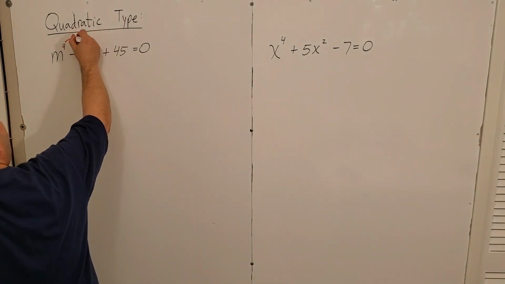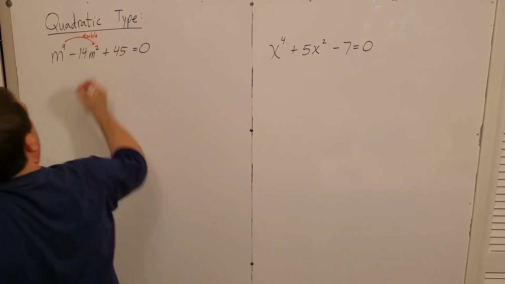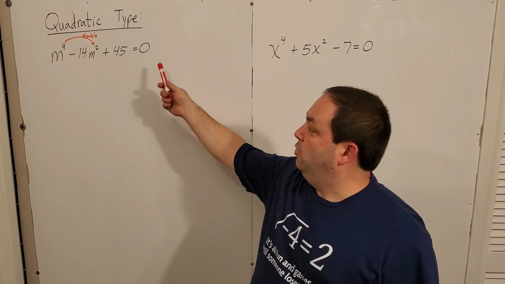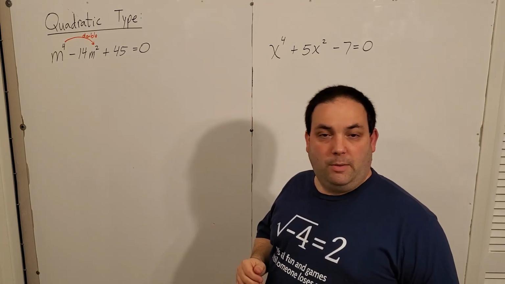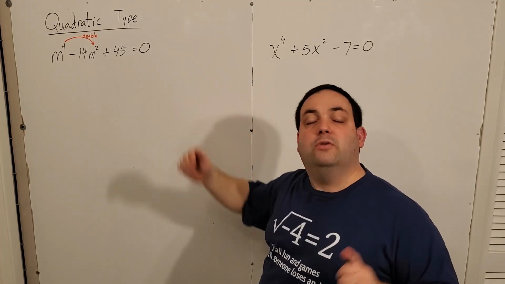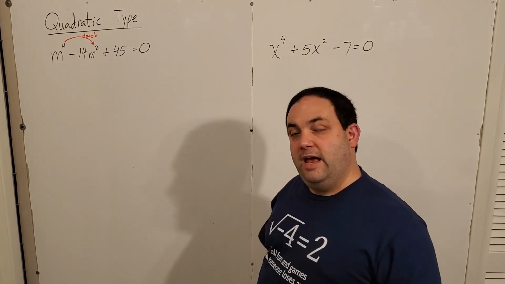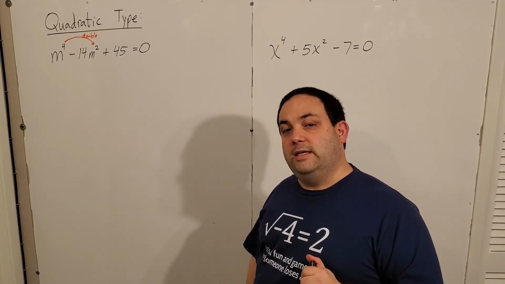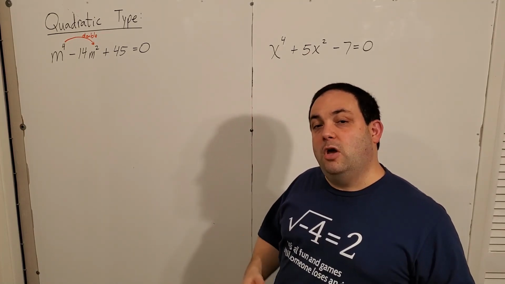Anytime this power is double that power. So it could be 4 and 2, it could be 10 and 5, whatever you can imagine, right? 1 and 1/2 would also work, okay? As long as those two exponents have that relationship and you've just got your three terms, you're staring at a quadratic type, okay? Which means I can still solve it like a quadratic.